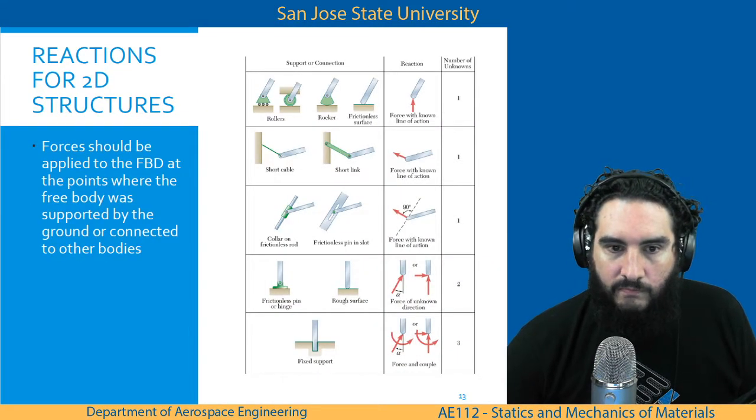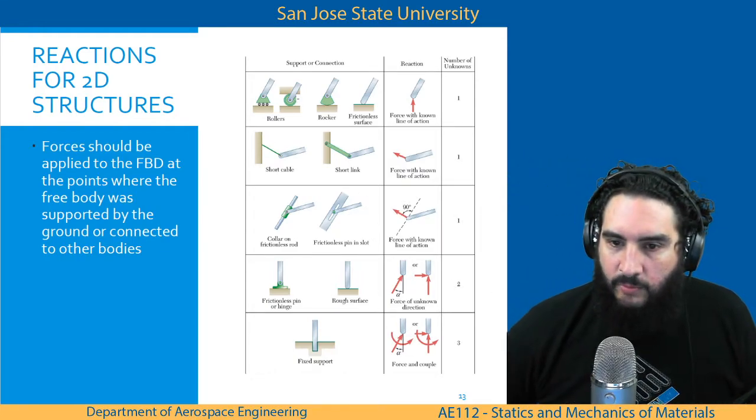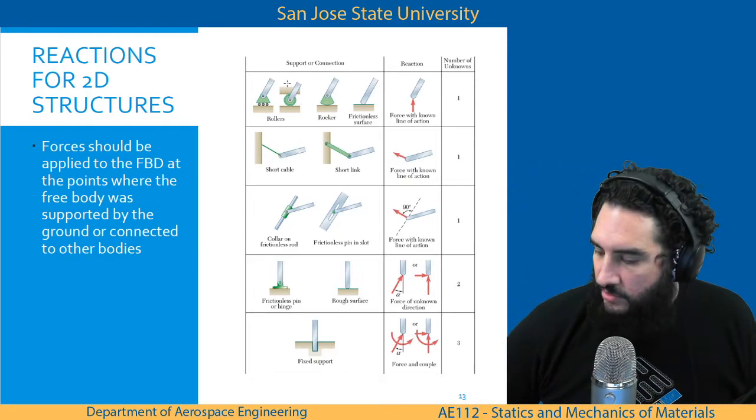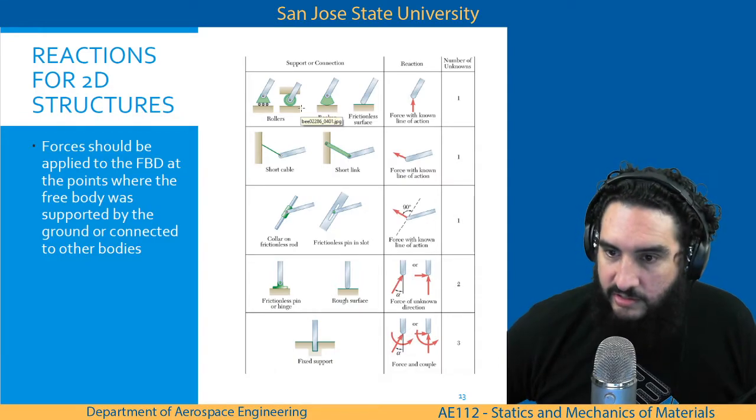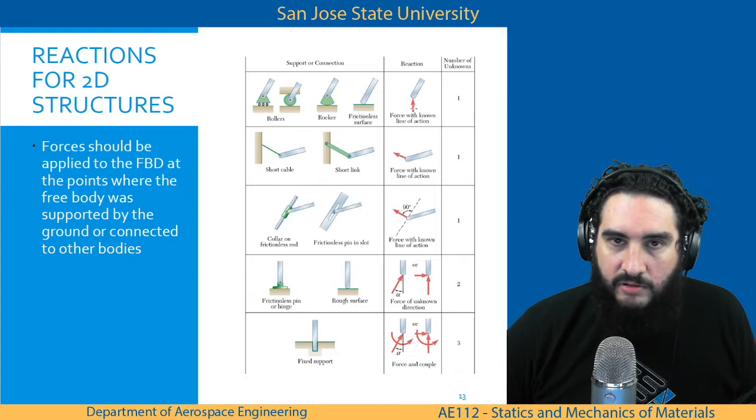Okay. Review the reactions for 2D structures. On the top we have rollers, rockers, or a frictionless surface. That will only allow us one reactionary force from the ground, pushing upward. Okay, short link or short cable. These are the same. If you have a cable, then you know it can only be in tension in its line of action. If you replace that with a short link, same thing happens.